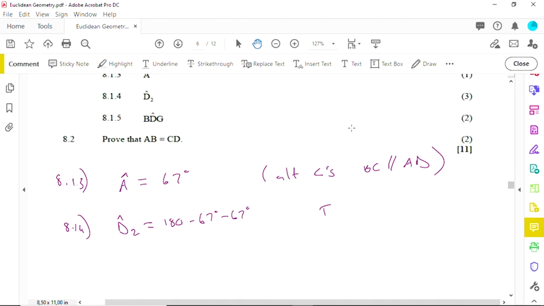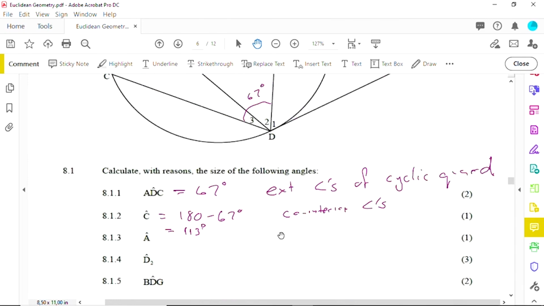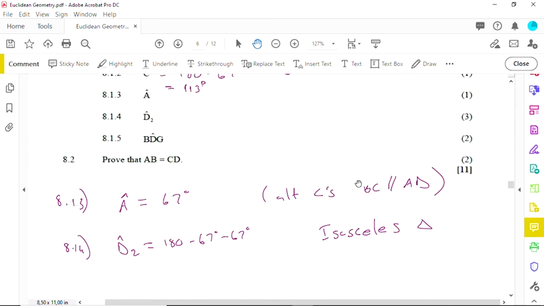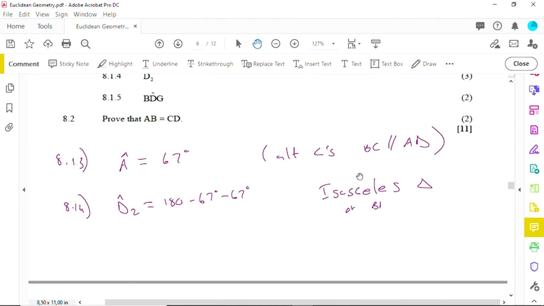This is an isosceles triangle. So we have 180 minus 67 times 2, and this should be equal to 46 degrees. So D2 is equal to 46 degrees.